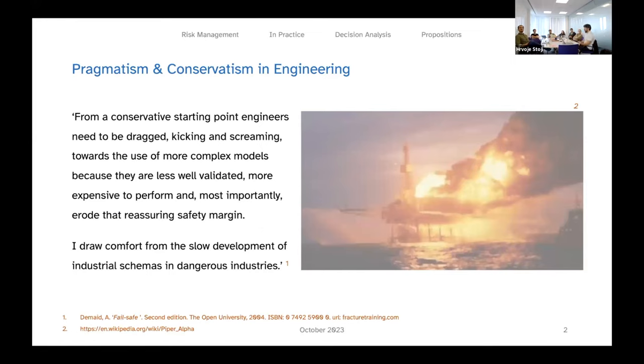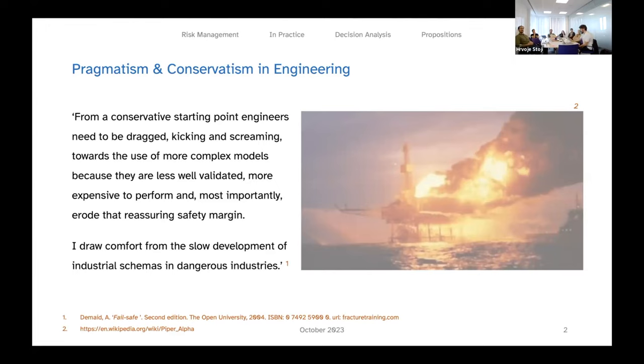Right. And I met a few of you at the recent event, and I had this same quote. It's extended a bit here. This is from a famous fracture mechanics course that's run in Sheffield, with an accompanying book. It says, from a conservative starting point, engineers need to be dragged kicking and screaming towards the use of more complex models because they're not as well validated, more expensive, and they erode a safety margin, which engineers really value. And the author says he believes that's actually a good thing.